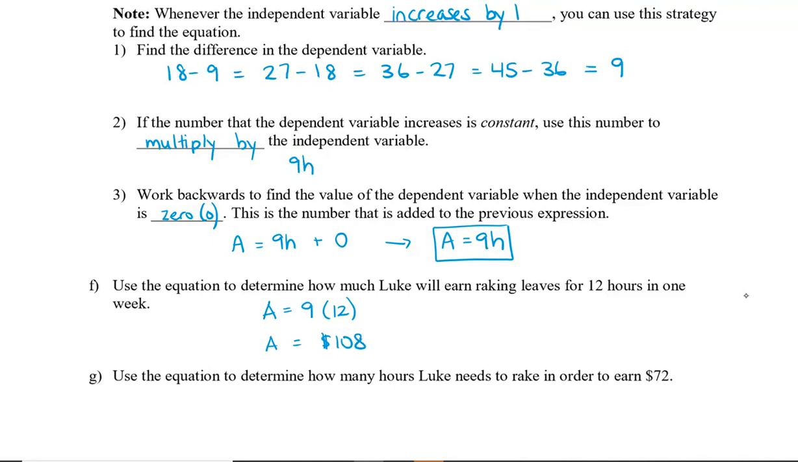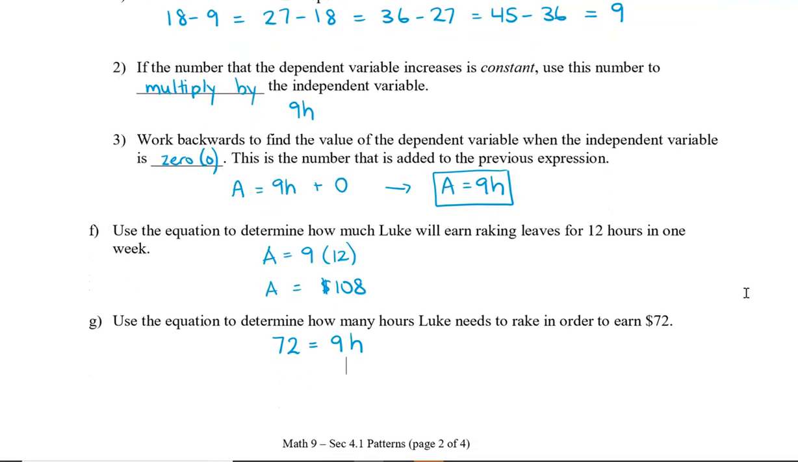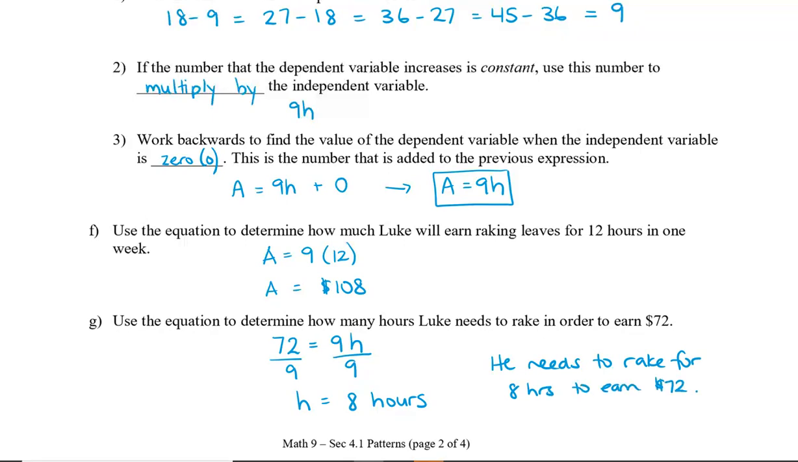We can also use the equation to determine how many hours Luke needs to rake. So let's say he wants to earn $72. So 72 is our amount. We're going to place that for A. And 72 equals 9 times H. So this time we're looking for H. Divide both sides by 9. And then H is equal to 8 hours. So that means that he needs to rake for 8 hours to earn $72.